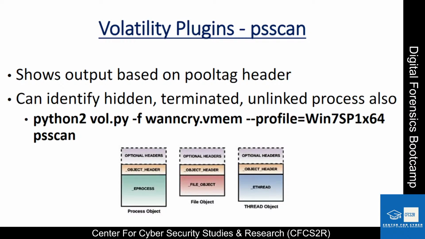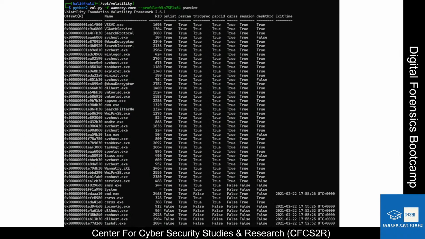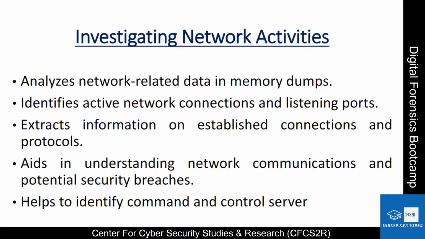Okay, then there is one more tool, that is psscan. So in psscan it will show you the entire details about the offset, the name and process ID, parent process ID, and in psxview it will tell you whether the previous tools that are giving the results are true or false. So on that basis you can find out the exact correct situation.